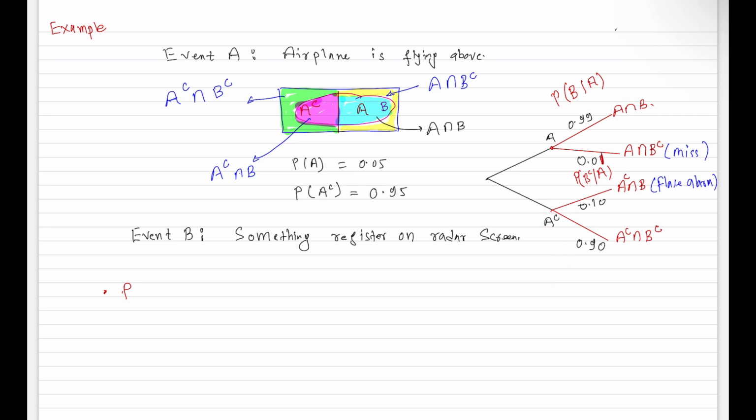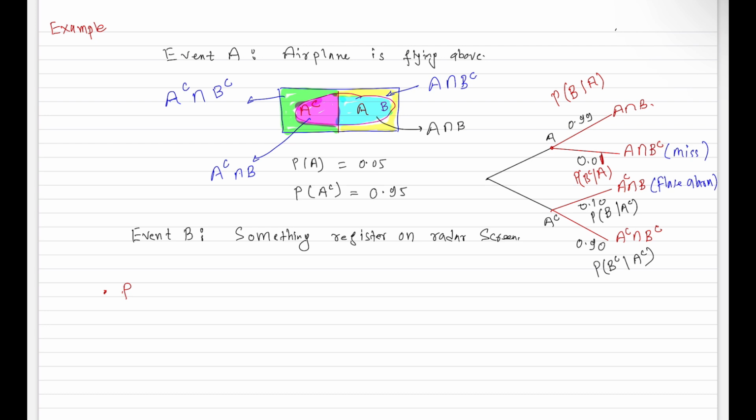Now similarly, we are in this world, that means there is nothing up in the sky, and what's the probability that radar will show the false alarm if there is nothing in the sky? So we have been given this probability that there is nothing in the sky. What's the probability that radar will show the false alarm? That is 10%. And the probability that there is nothing in the sky and radar will show there is nothing in the sky, that is 90%.